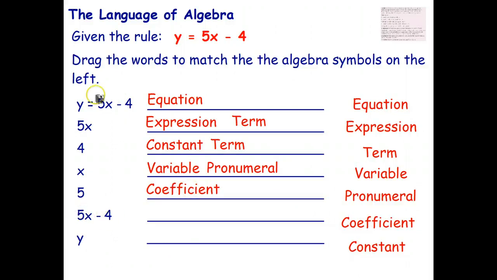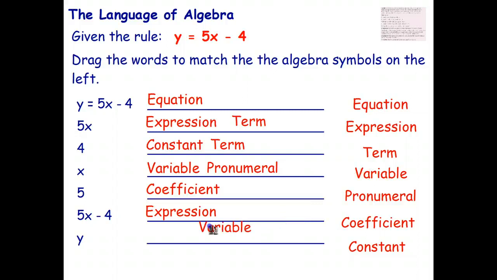5x minus 4, well, that whole thing is called an expression. It's not called an equation. It's not a term. It consists of two terms, but it's not a term by itself. It's not a variable. A variable is just a single letter, such as x. It's not a coefficient, because a coefficient is just a number that's multiplied by a letter, and it's not a constant. And the y is like the x.